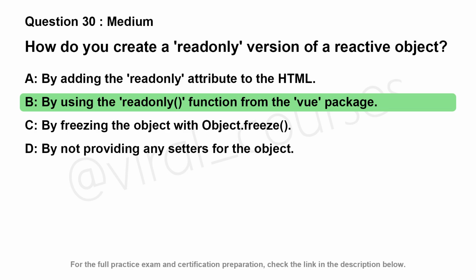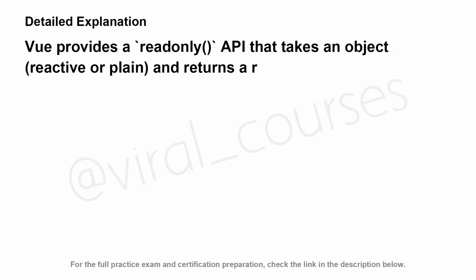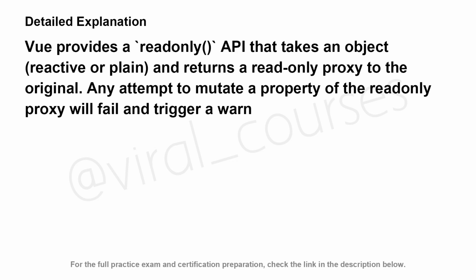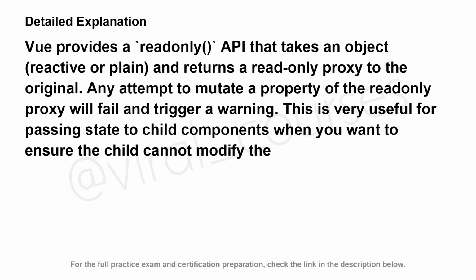The correct answer is B. Vue provides a readonly API that takes an object, reactive or plain, and returns a read-only proxy to the original. Any attempt to mutate a property of the read-only proxy will fail and trigger a warning. This is very useful for passing state to child components when you want to ensure the child cannot modify the parent's state directly.